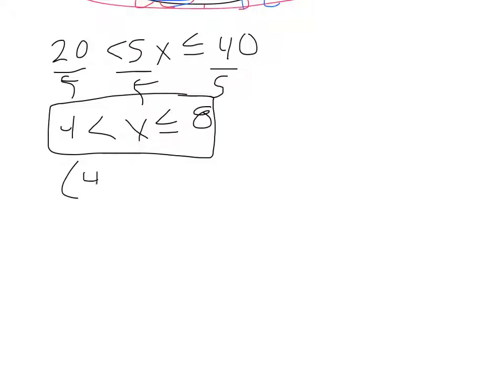This would also give us the interval from 4 to 8. Not including 4 because we don't have the equals here, but including 8 because we do have the equals here. So parenthesis and then the square bracket.